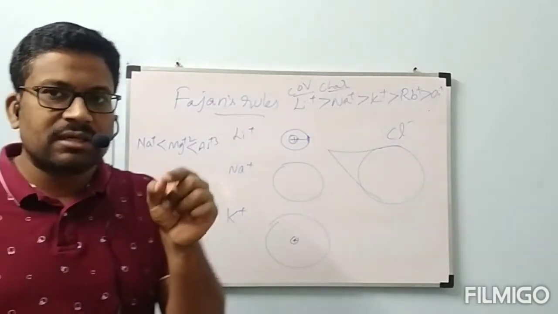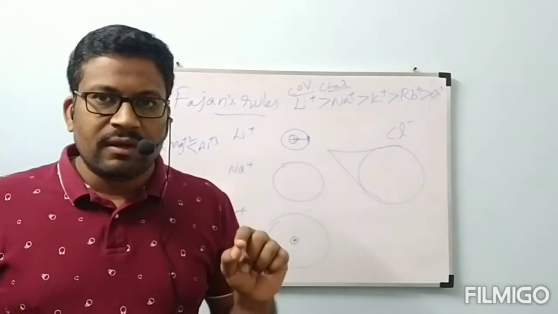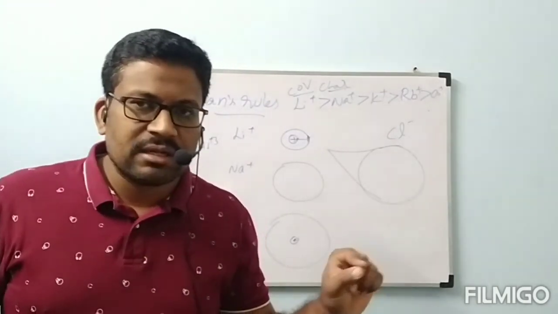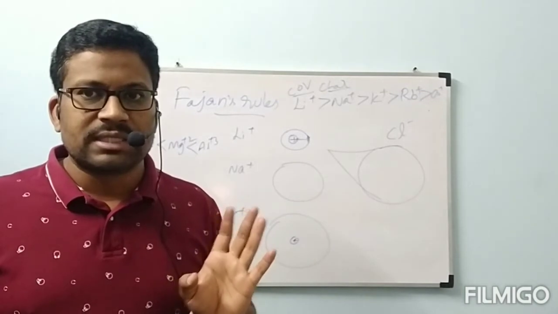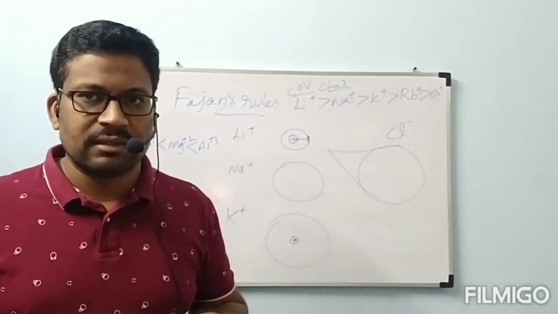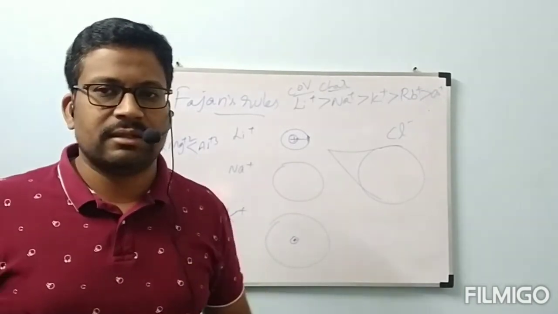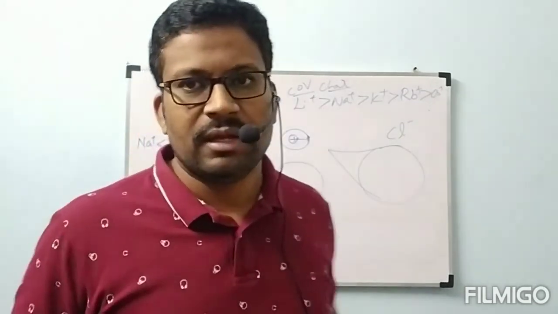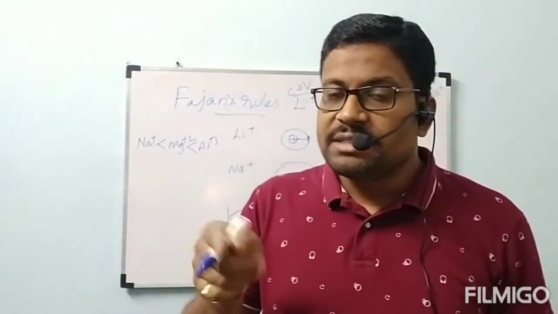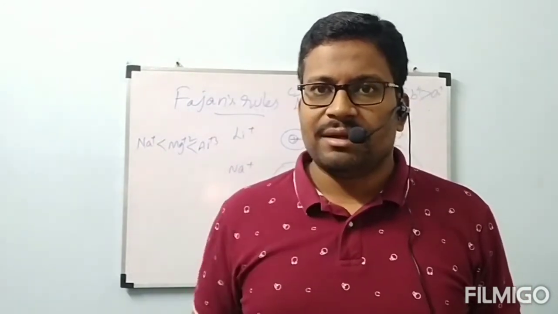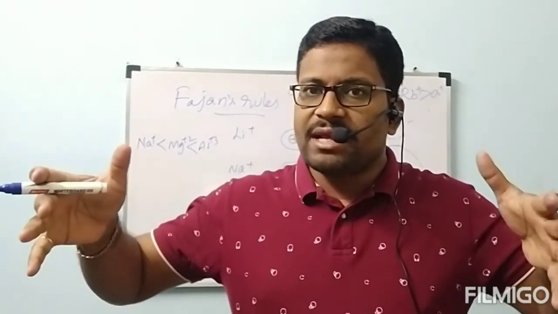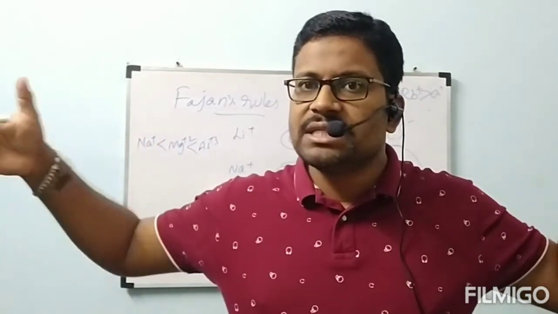When charge present on cation increases, covalent character increases. When size present on cation increases, covalent character decreases. This is about cation. Coming to anion: when charge present on anion increases, covalent character decreases, because when anion charge increases, size also increases.